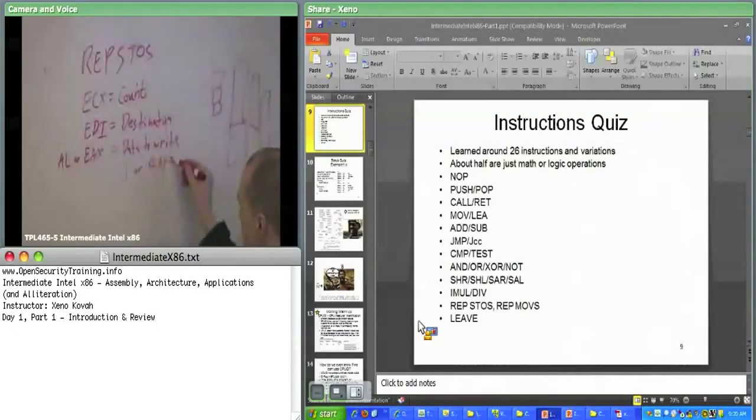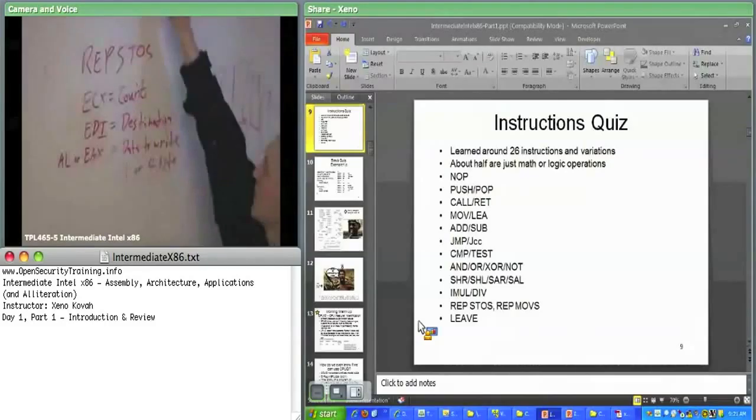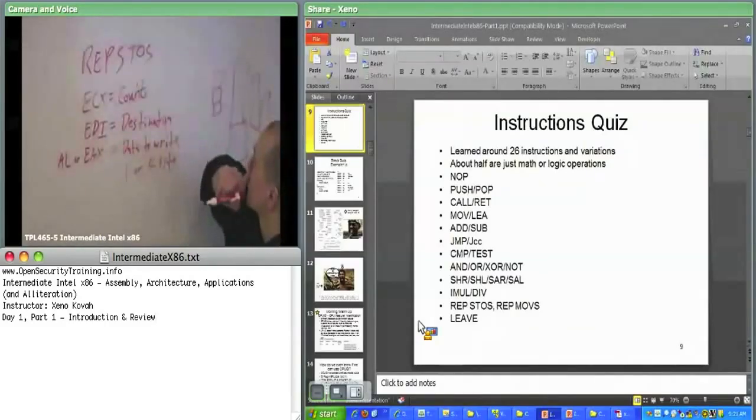So his question was, are those set up in previous instructions? And yes, anytime you see a rep stos, you expect pretty much immediately preceding it there's going to be some move something to ECX, some move something to EDI, and move something to EAX, or they'll maybe move it to EAX, but it'll only actually be using the AL part of it, the lower.